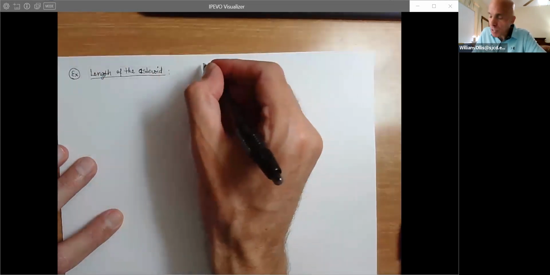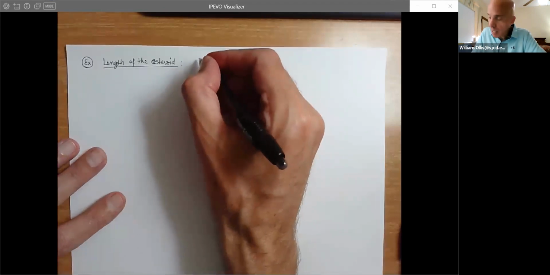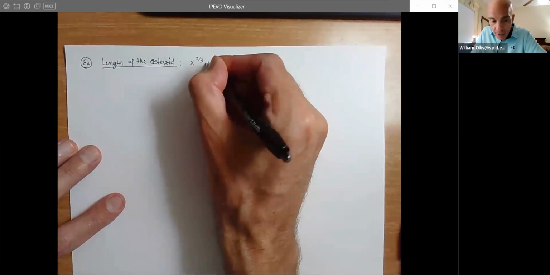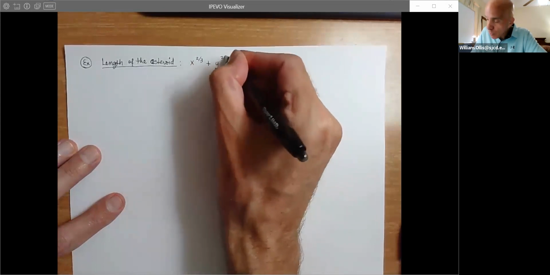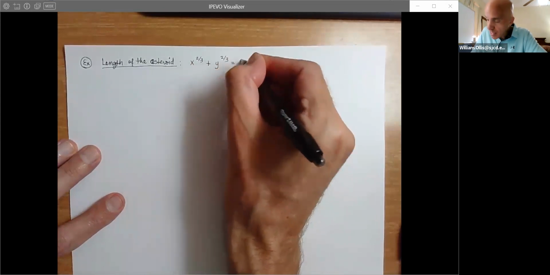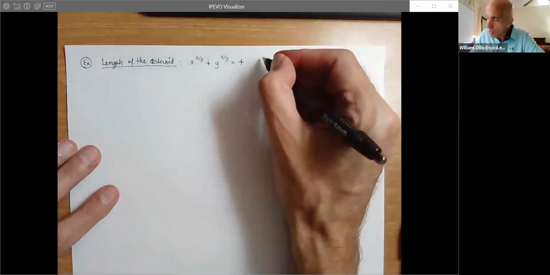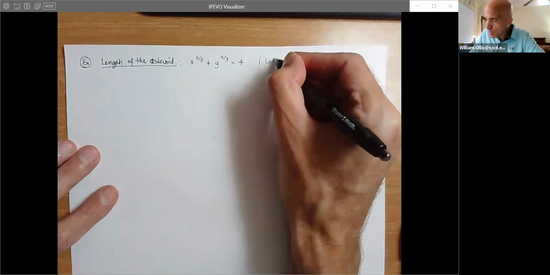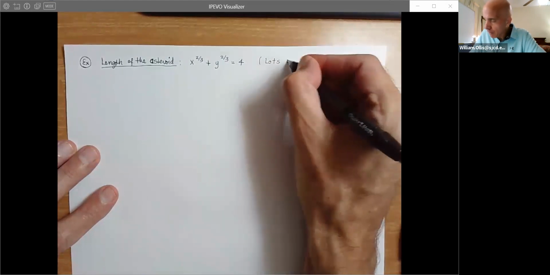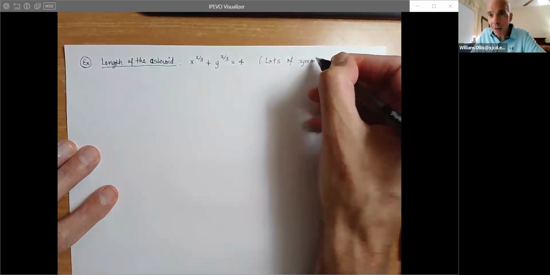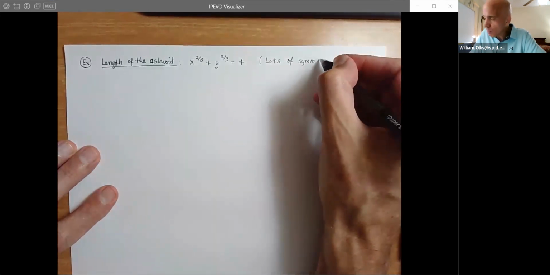And we're given a Cartesian equation in this particular case. We have x to the 2/3 plus y to the 2/3 equals 4. So this has a lot of symmetry: x-axis, y-axis, origin. So lots of symmetry. How many? A lot. It's too bad that's not one word.